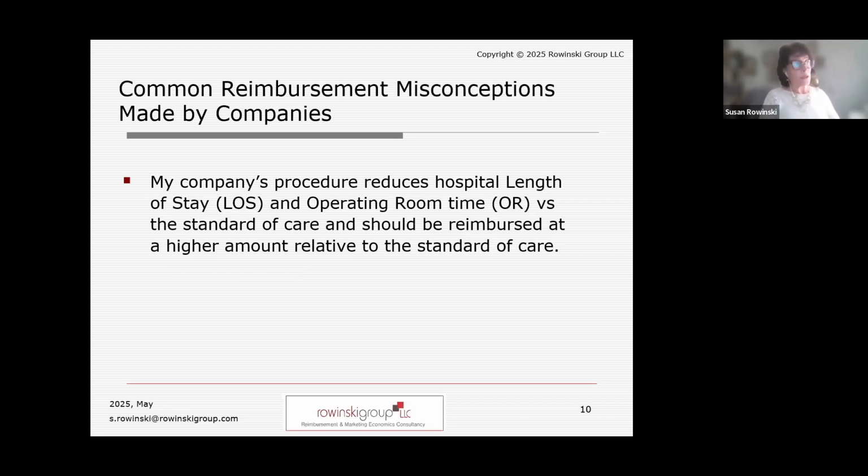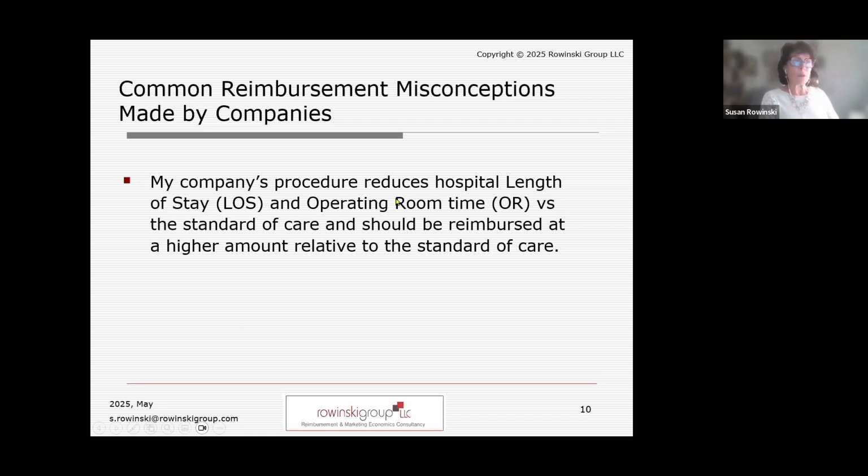The first one I'd like to speak about is the following, and we hear this. The company Rowinski Group has been in business for 21 years, and we work with companies from around the world. And we have worked with over 250 companies. So we hear a lot. And one of the misconceptions we hear a lot is the following.